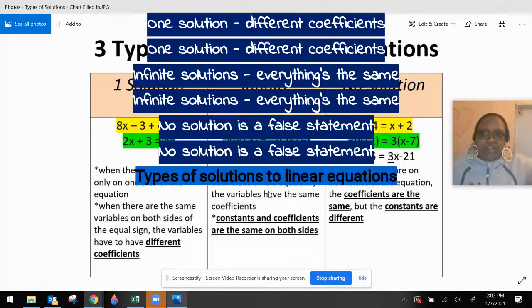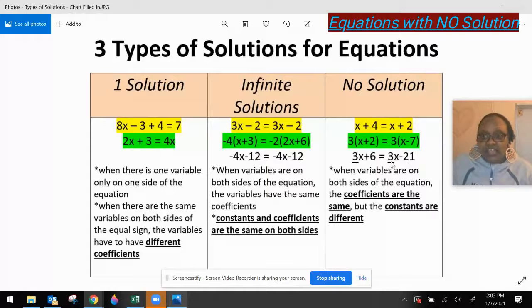No solution means that it's a false statement. It is wrong. So in all these cases, the coefficients of x, or whatever variable you're using, it doesn't matter. But in this case, the coefficient of x is the same, but the constants are different.